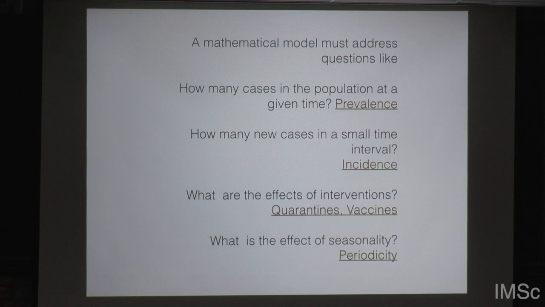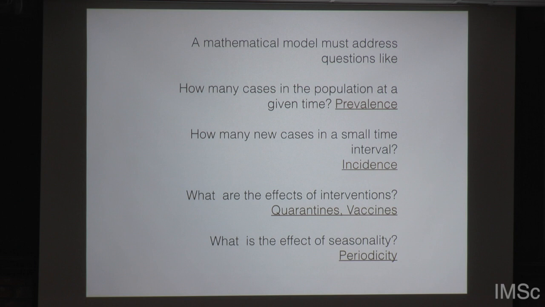Okay, so now we have access to all of these terms. We've understood what they mean. What must maths do? What does a mathematical model do? It must first answer questions like, how many cases in the population at a given time? What is the prevalence of the disease? What is the number of infected people at a time? How many new cases are there in a small time interval? This would be questions about the incidence of the disease. Are there 5 new cases per 1,000 people, 1 new case per 1,000 people, or 200 new cases per 1,000 people? That's another question that we might want to ask of a model.